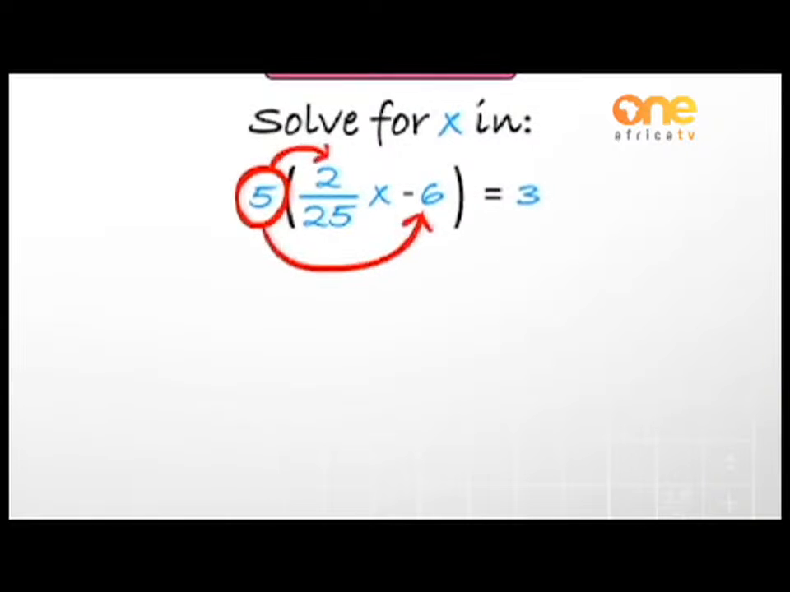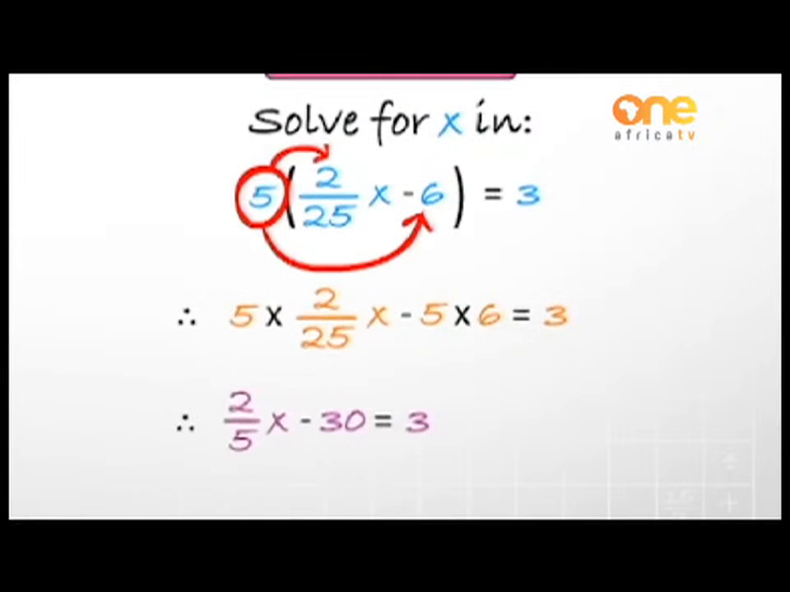So first, we need to distribute the 5 into the brackets. We therefore get 5 times 2 over 25x minus 5 times 6 equals 3. This gives us 2 over 5 times x minus 30 equals 3.